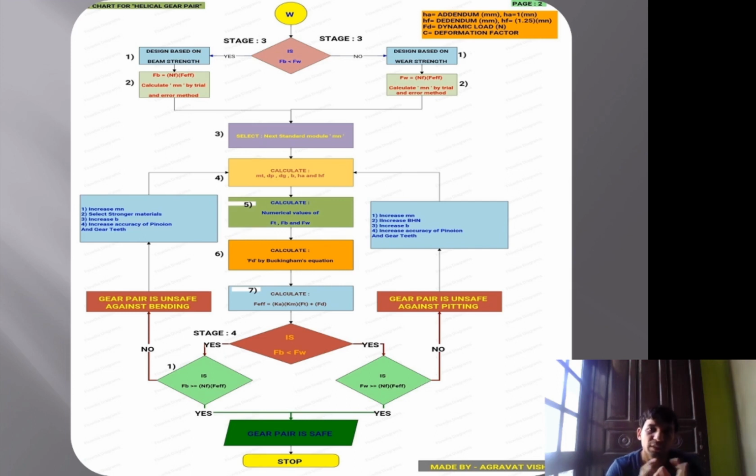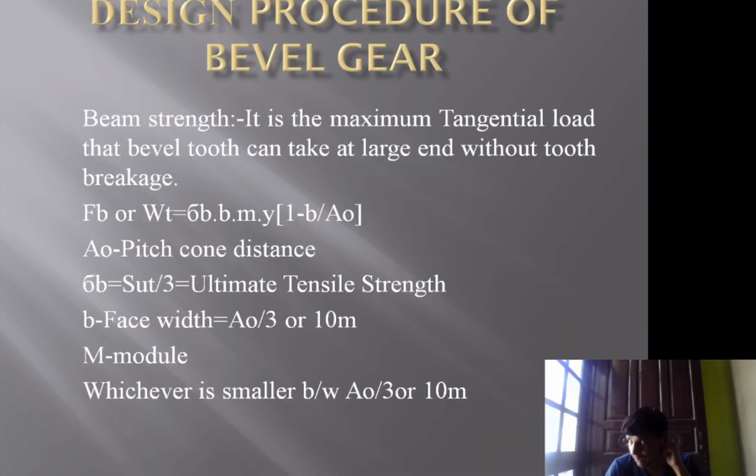This procedure is followed in spur gear and also in bevel gear. But as I already told you, there are some changes in formulations, and these formulations you already have in your design data book. So you can check and apply this flowchart, and you may get an easy answer for your numerical problem. So students, in the next topic we have the design procedure of bevel gear.